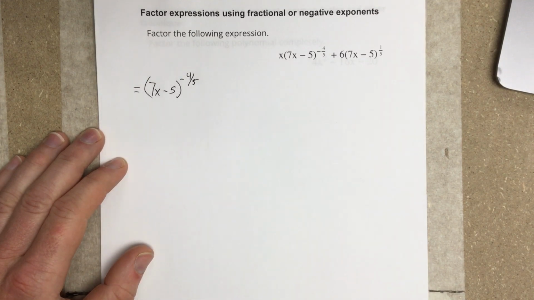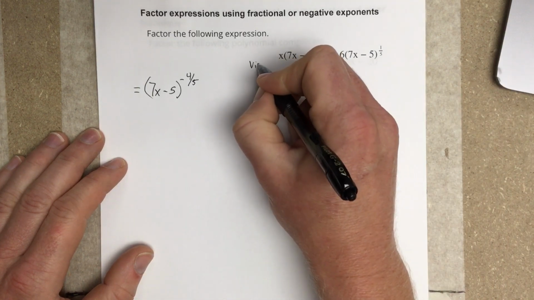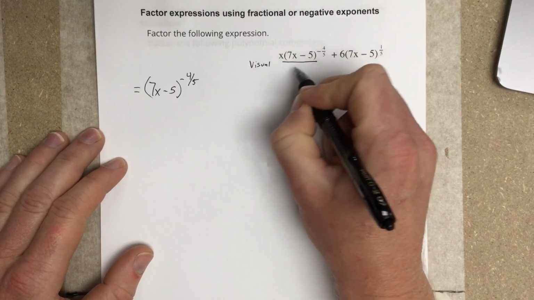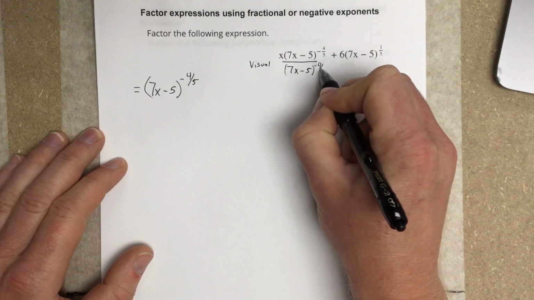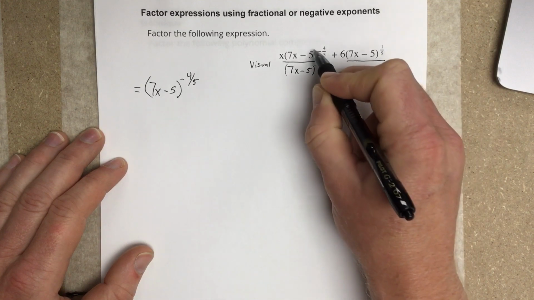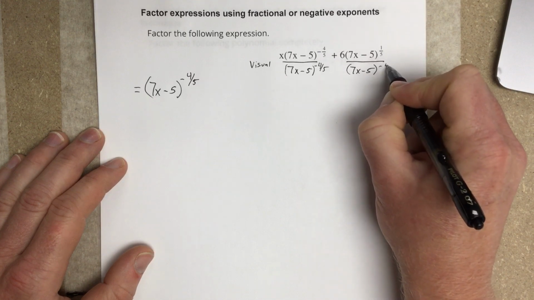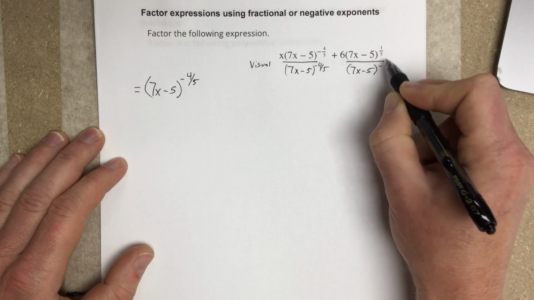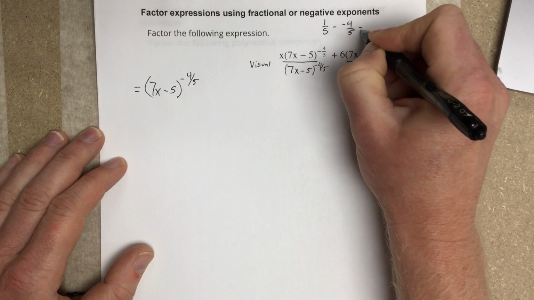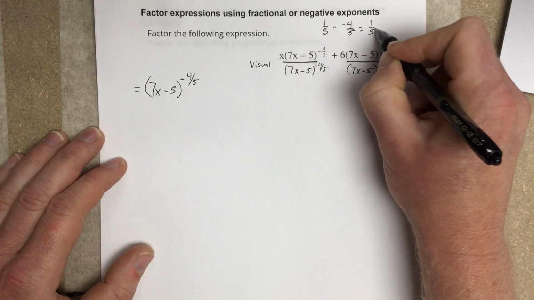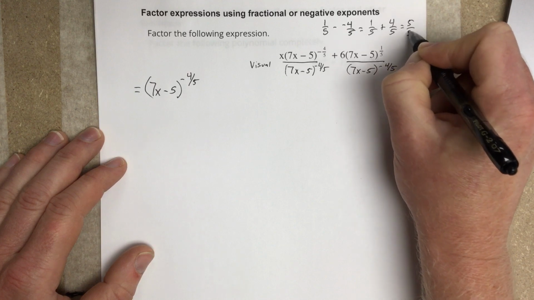And when I do that, I'm going to use a visual here where I'm essentially dividing out 7x minus 5 to the negative 4/5, which you can see cancels here. Right, this piece will cancel, but on this piece I'm going to notice that I have to subtract the powers. Well, if I do 1/5 minus negative 4/5, I'm really supposed to add those, right? Subtracting a negative is addition. And I end up with 5/5.